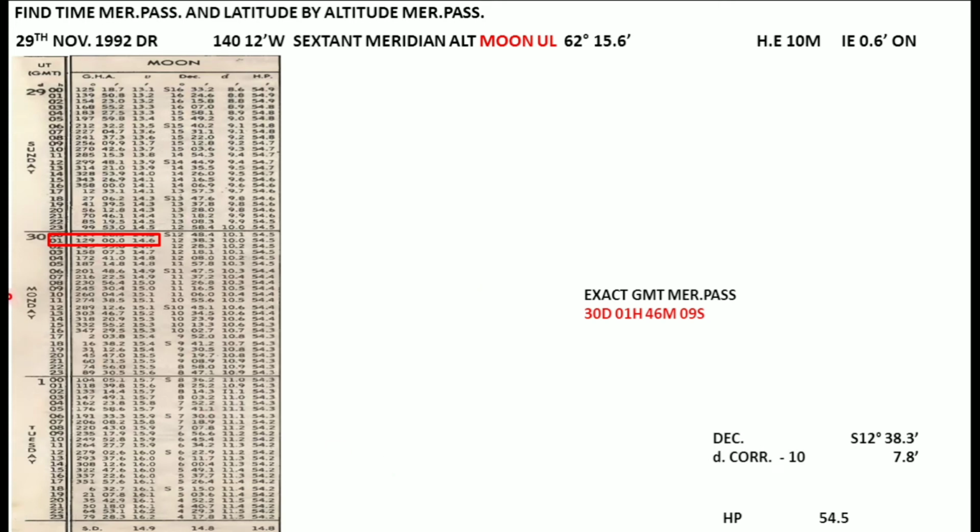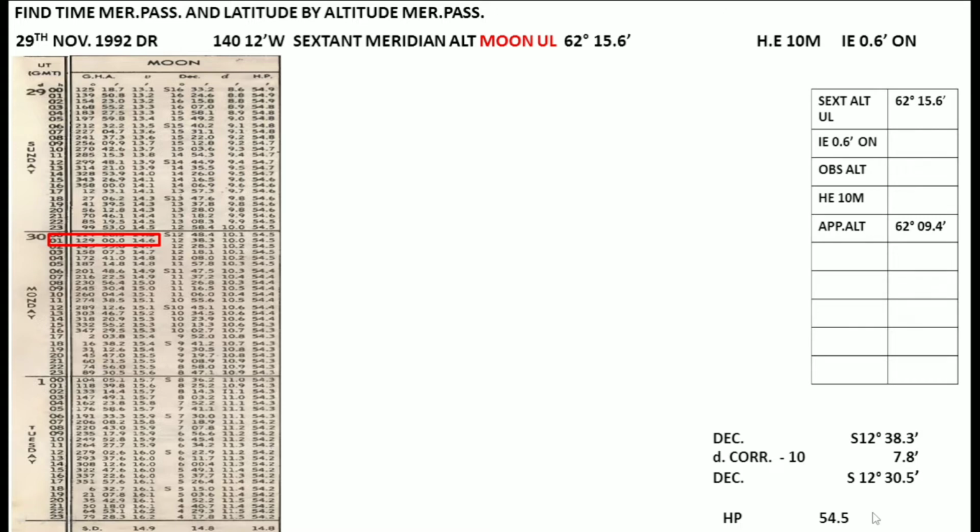From the nautical almanac tables we get our declination and D correction. This is what I have got here, and we require HP, so we take the HP also from here, 54.5. Seeing that the declination is decreasing, I have got D correction minus, and I found my declination.